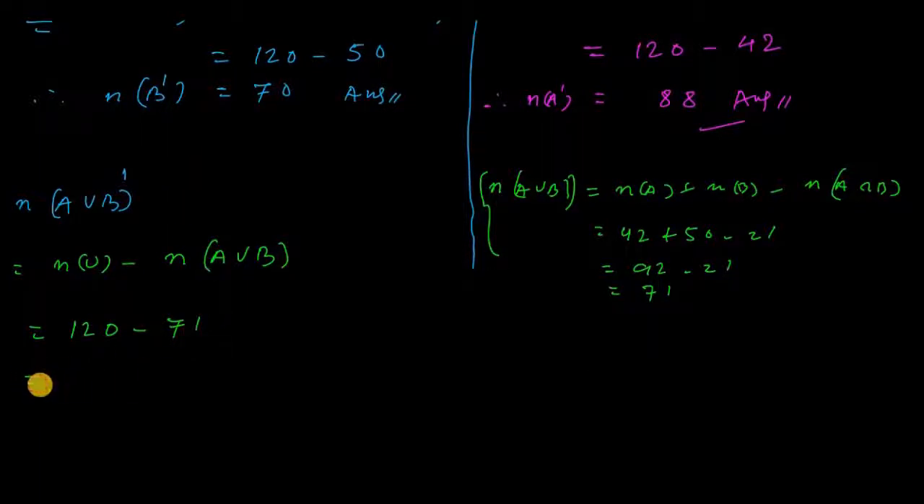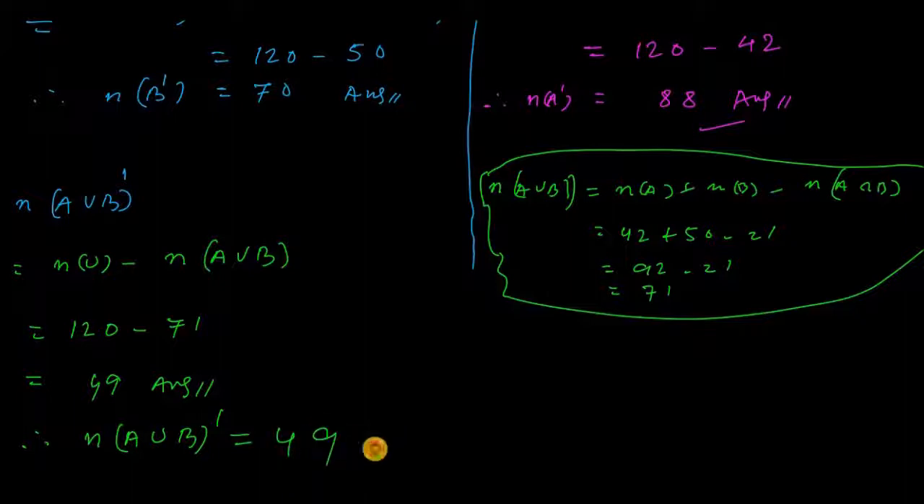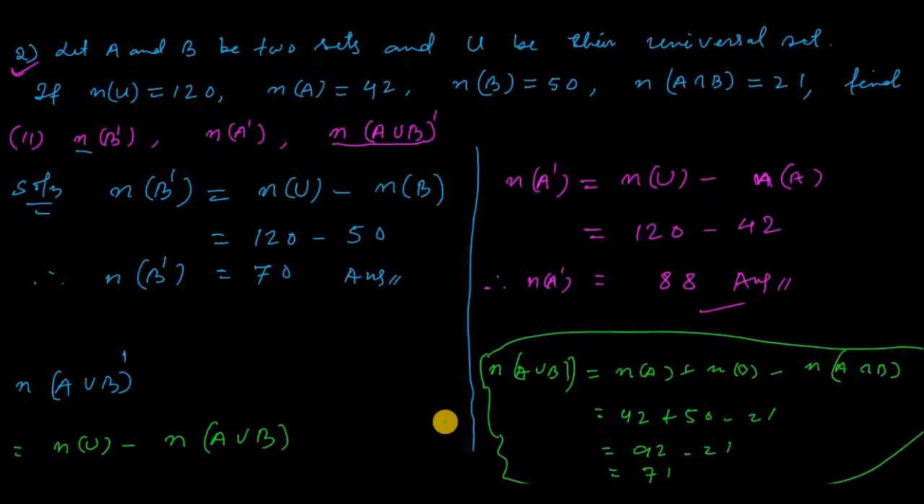Substituting the value: 120 minus 71 equals 49. Therefore, n of (A union B) complement equals 49. That is the answer for question number 2, sub number 2 and sub number 3.